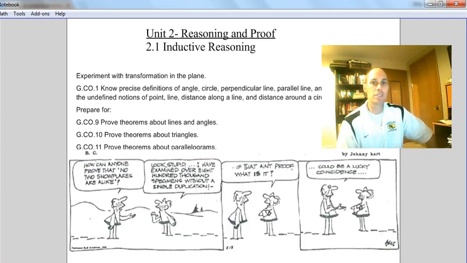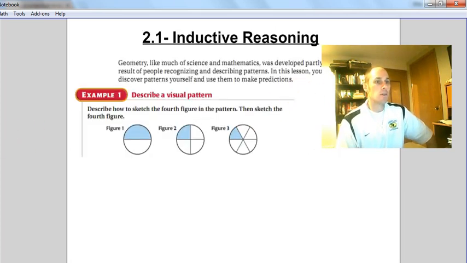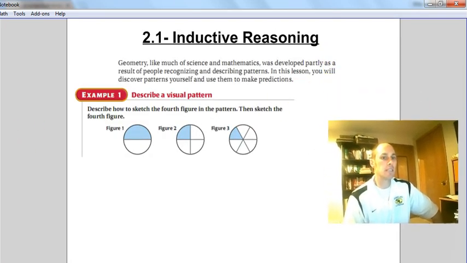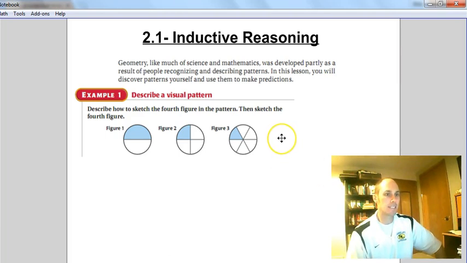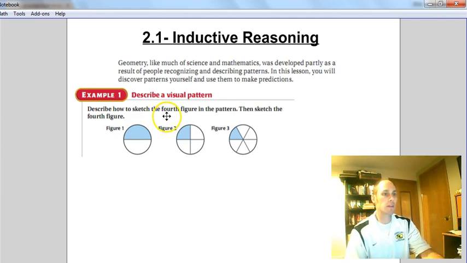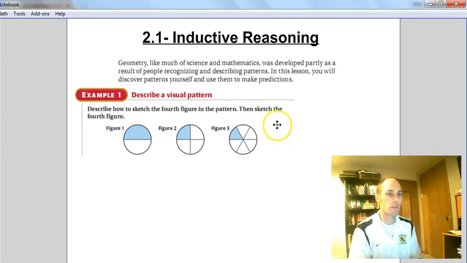First skill we have is called inductive reasoning, which is based off of observation. So we take what we see in a pattern and see if we can apply it to future examples. So let's begin by working on our inductive reasoning skills by looking at a visual pattern. You see the first figure, the second one, and the third one. If we were to draw the fourth figure, what would that look like?